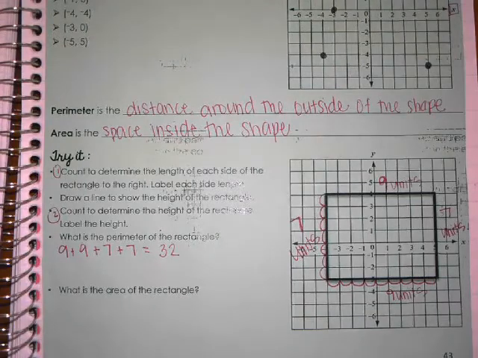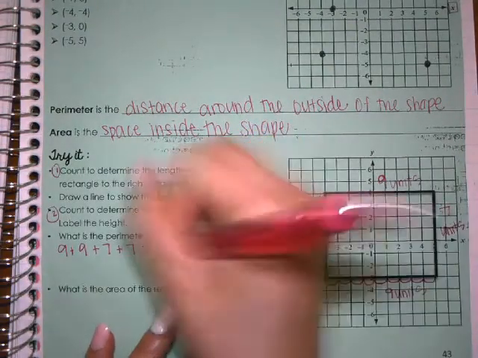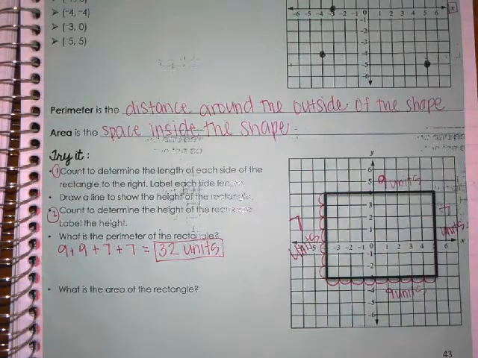Now you have to make sure you label properly. Remember, with perimeter, our label is just units. No squared, no nothing, just strictly 32 units. Questions on that, you guys?